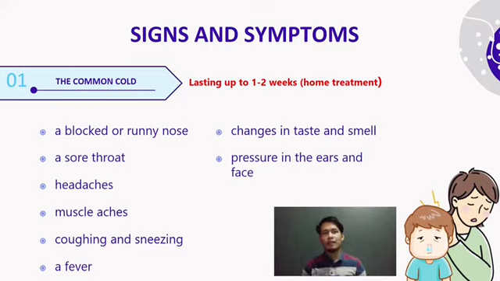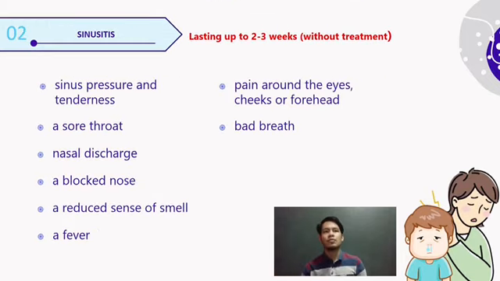You will get fever, changes in taste and smell, and you will feel the pressure in the ears and face. So next we have sinusitis. Signs and symptoms for sinusitis are sinus pressure and tenderness, a sore throat, nasal discharge, a blocked nose, a reduced sense of smell, and then you will get fever. You will feel the pain around the eyes, cheeks, and forehead, and you have bad breath.